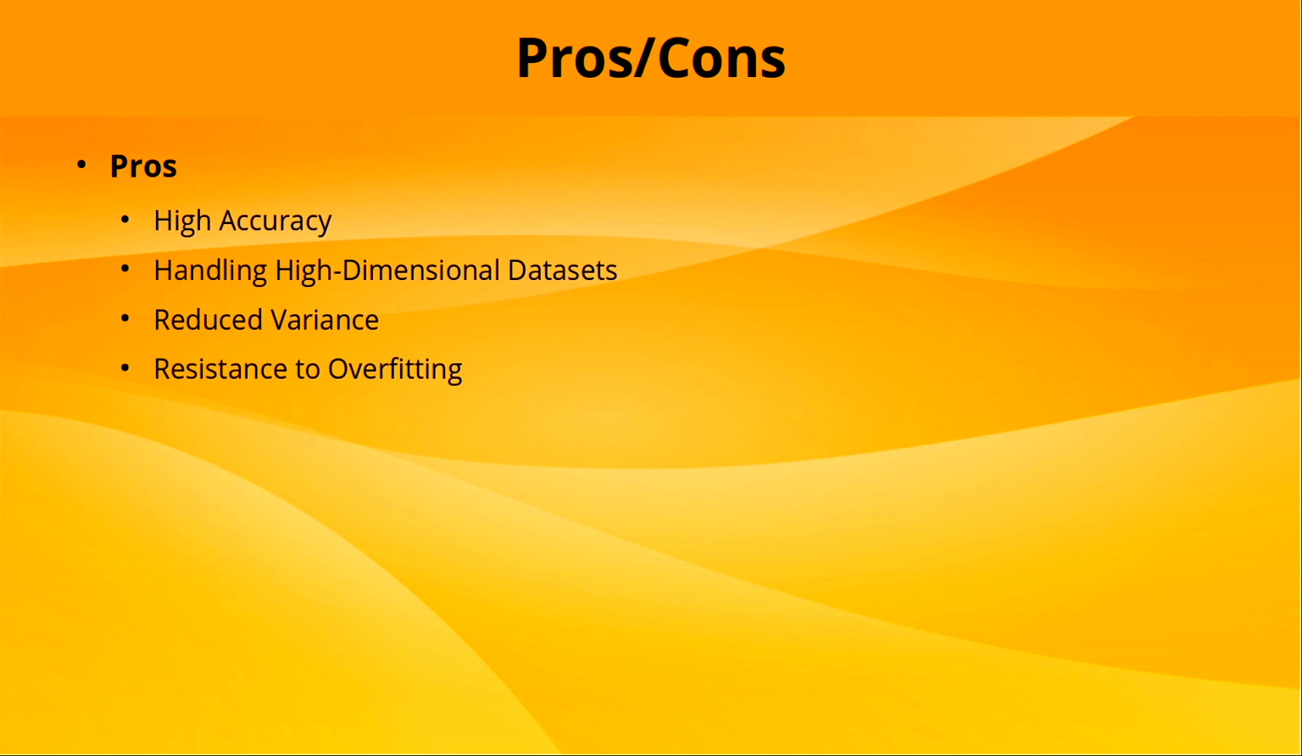Resistance to overfitting. Overfitting occurs when a machine learning model becomes overly specialized in capturing the unique characteristics, irregularities, and noise present in the training data, which ultimately leads to poor performance on new, unseen data.